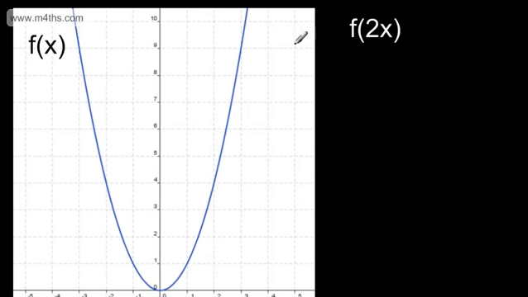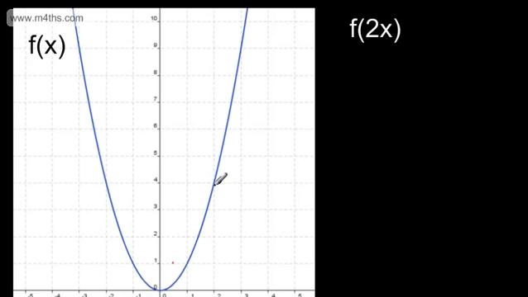If we've got f of 2x, we halve the x coordinates. If we've got f of 3x, we divide the x coordinates by 3. If we've got f of 1/4 x, we multiply the x coordinates by 4. So this point right here, we're just going to move them in. This point is going to go from (1, 1) to (1/2, 1).